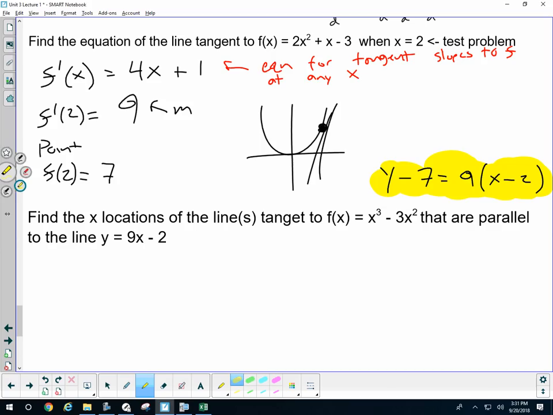Why don't you guys take a minute to think about what you would do to find the answer to this? And why don't you discuss with your neighbors, because you're already doing it, what you think you should do to find this?